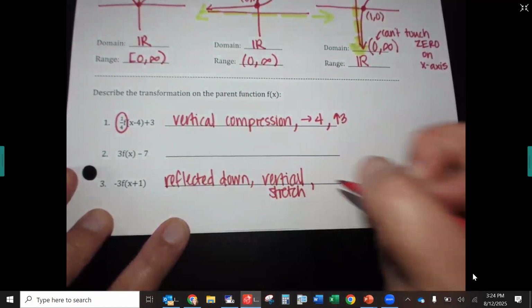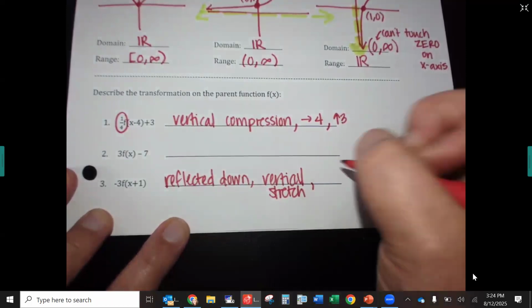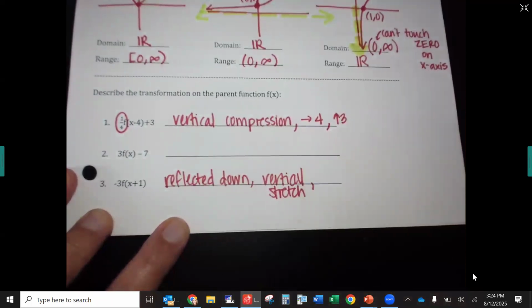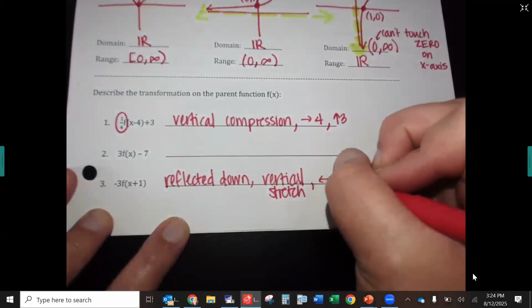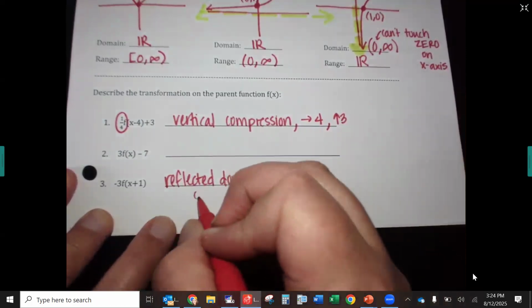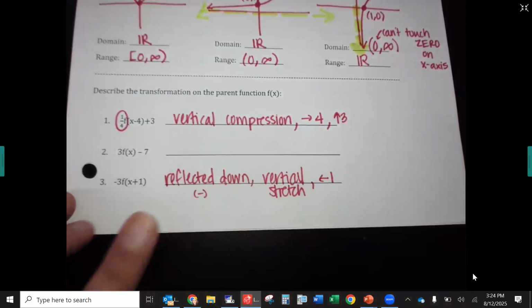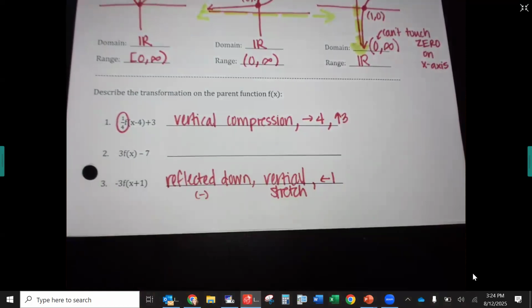And then for the +1, that would shift it which way? To the left. Very good. So the negative is what reflects it down. Some of y'all I saw had put reflect. That's fine. Reflect across x-axis.